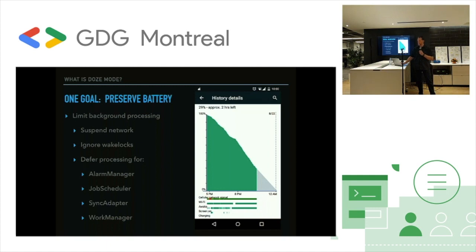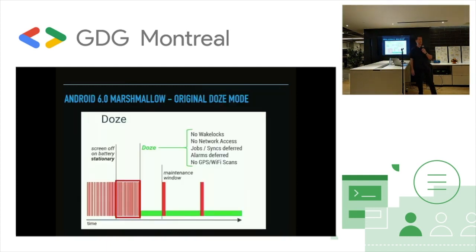So the best way to see Doze Mode is with this graphic that Google has provided. On the left there, where it's looking like a barcode, that's the user using their phone, screen's on, they're browsing away. And then at the first black line, that's when the screen has been turned off and the phone's been put down on the table. So these are the things that Doze Mode is. It's got to be when it's on battery and stationary. So for the first little while, in that little red box, it's still doing all of its background processing.